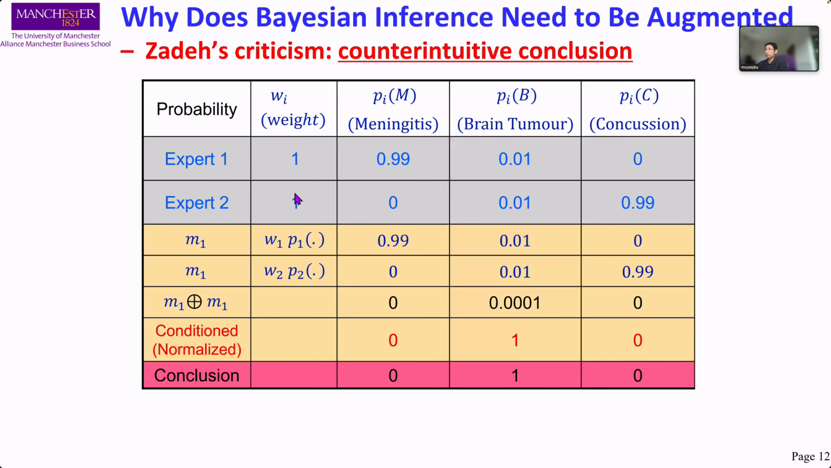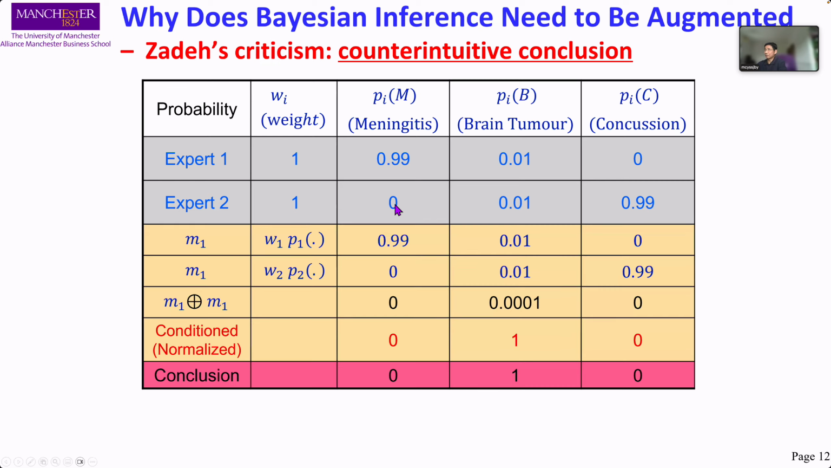This is one example proposed by the late Professor Zadeh. He criticized not Bayesian inference directly, but what we call evidence theory, proposed by Professor Shafer. He was working at Princeton University at the time, and later worked at other universities like Kansas and also Rutgers University in the USA. He also based his work on Dempster's work.